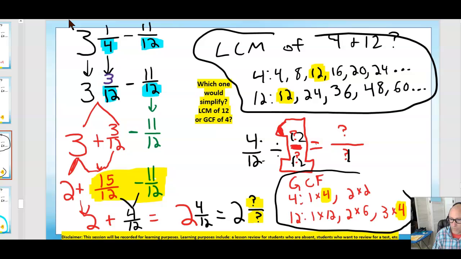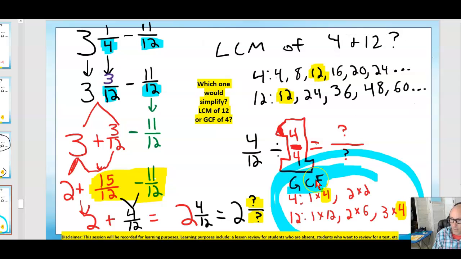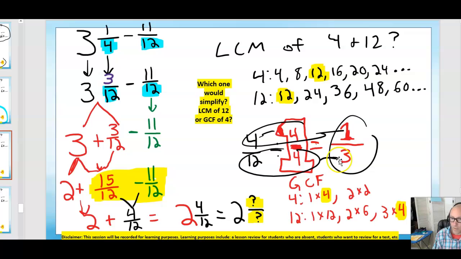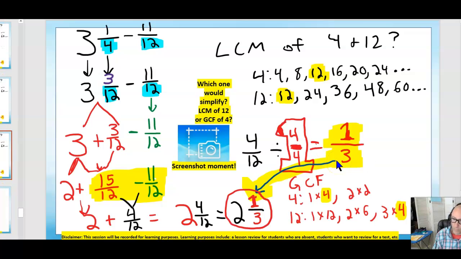So which one makes more sense is going to be the greatest common factor. Yeah, not least common multiple, because if we're going to simplify, this makes more sense because now you get 4 divided by 4 is 1, 12 divided by 4 is 3, so 1/3. So it'd be the answer in simplified form, 2 and 1/3.